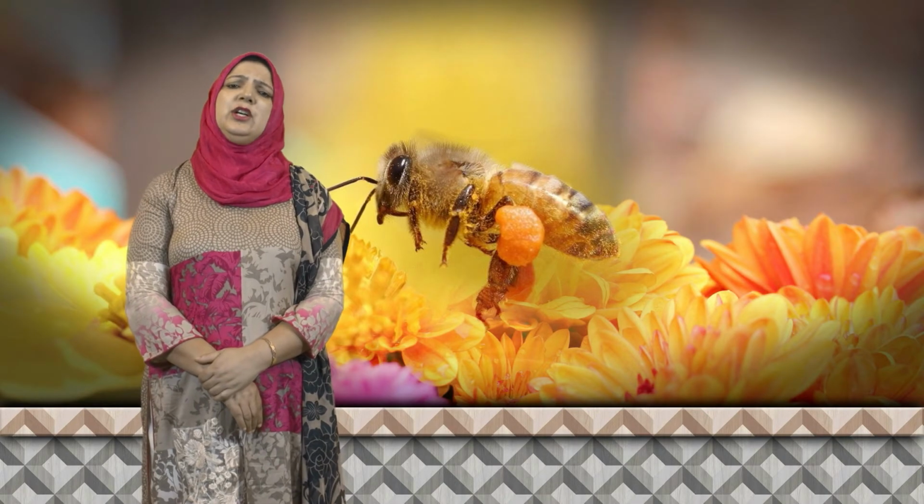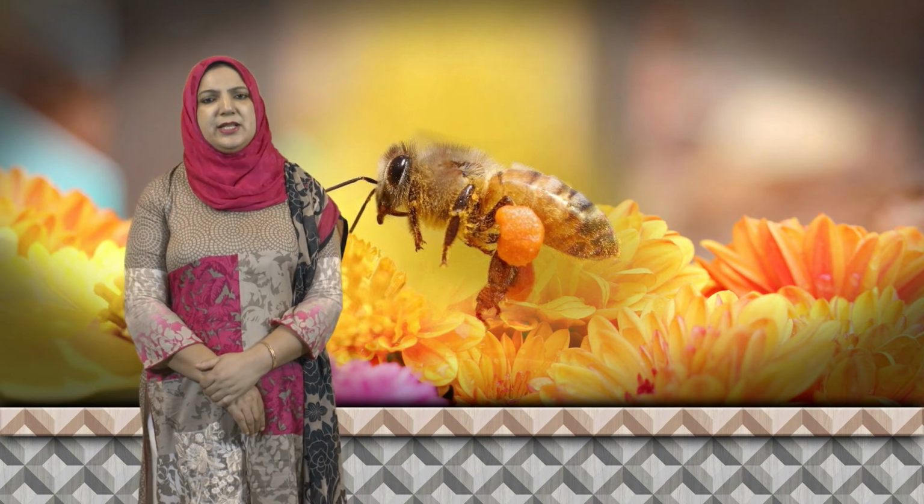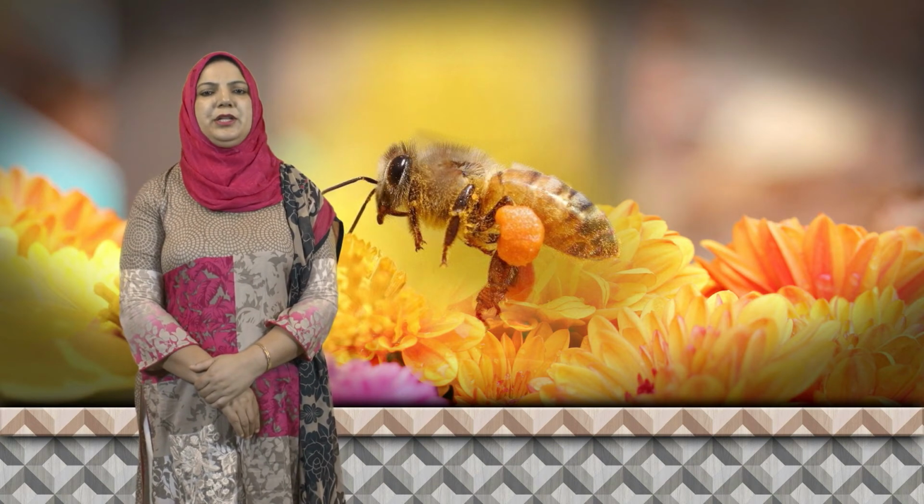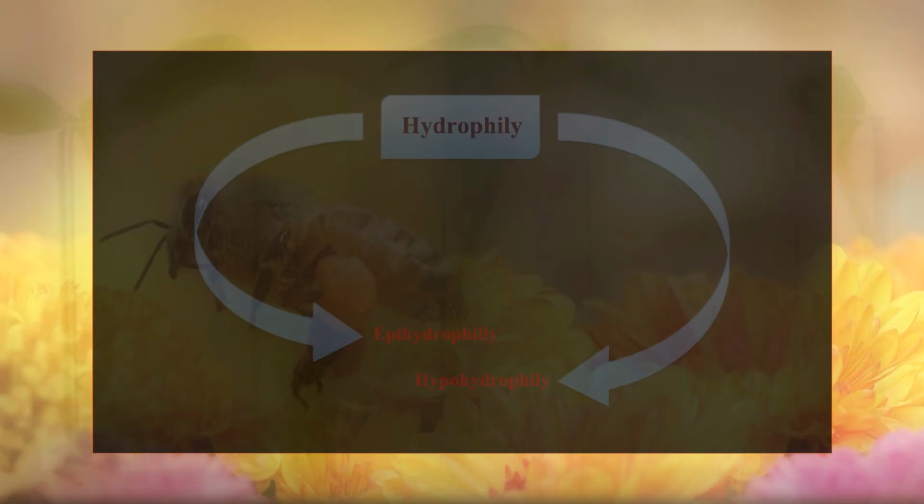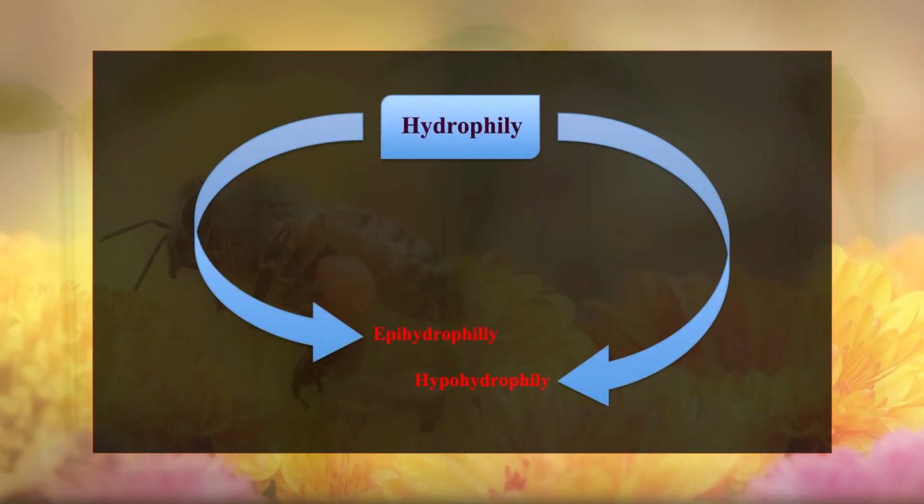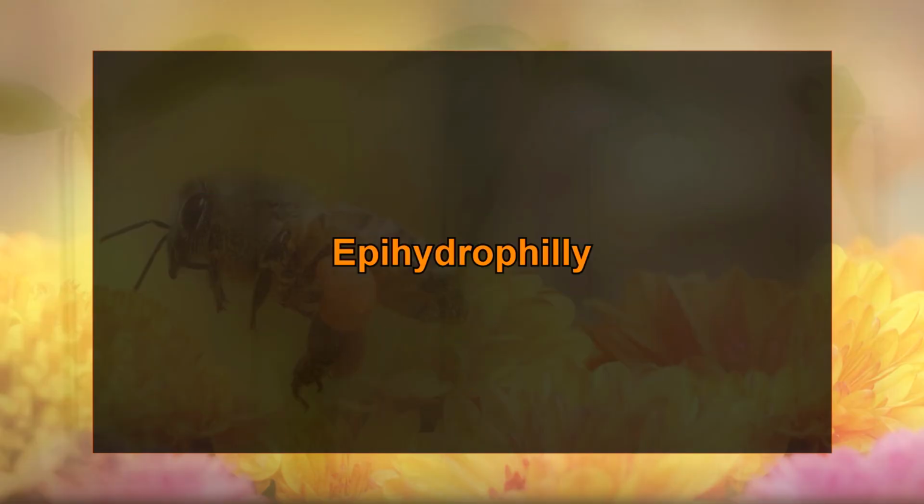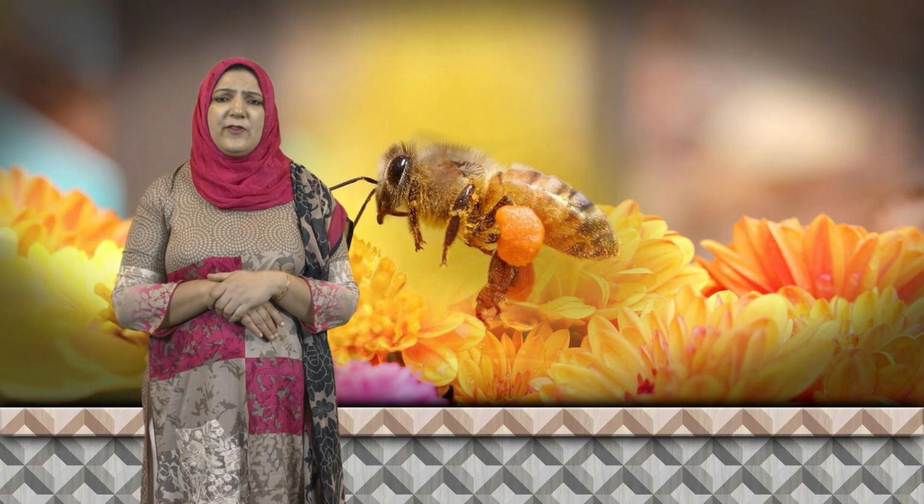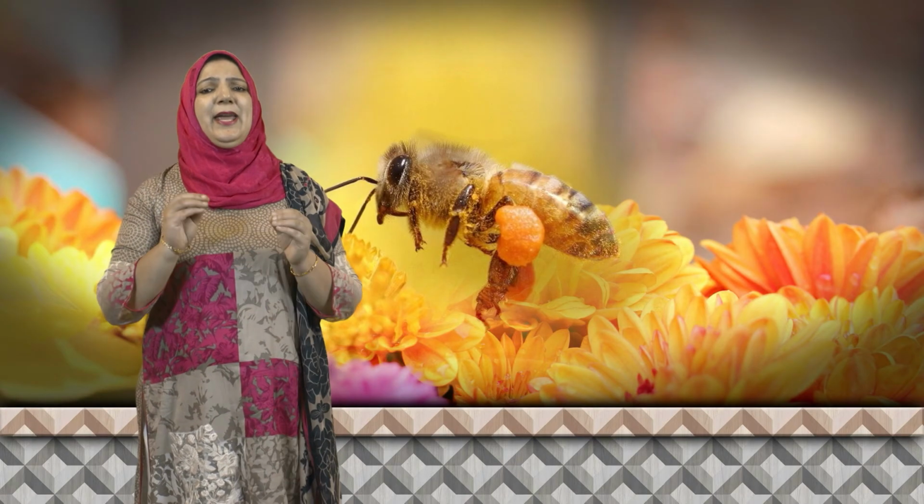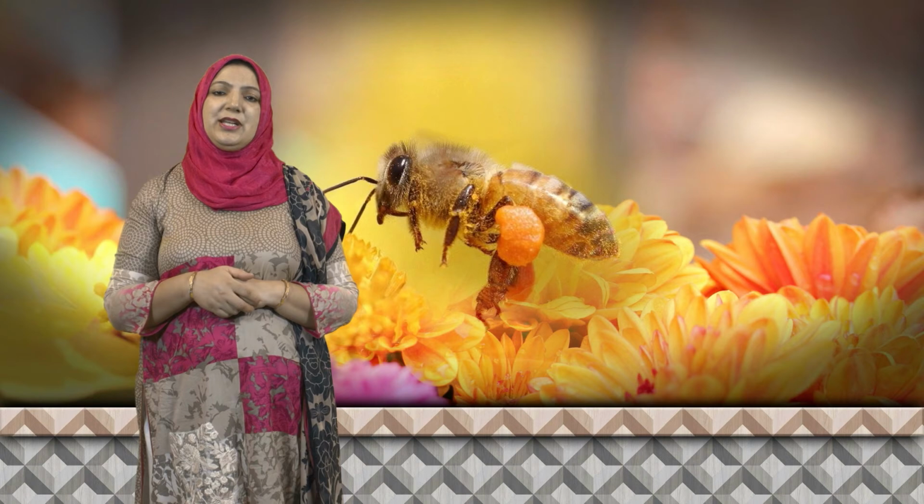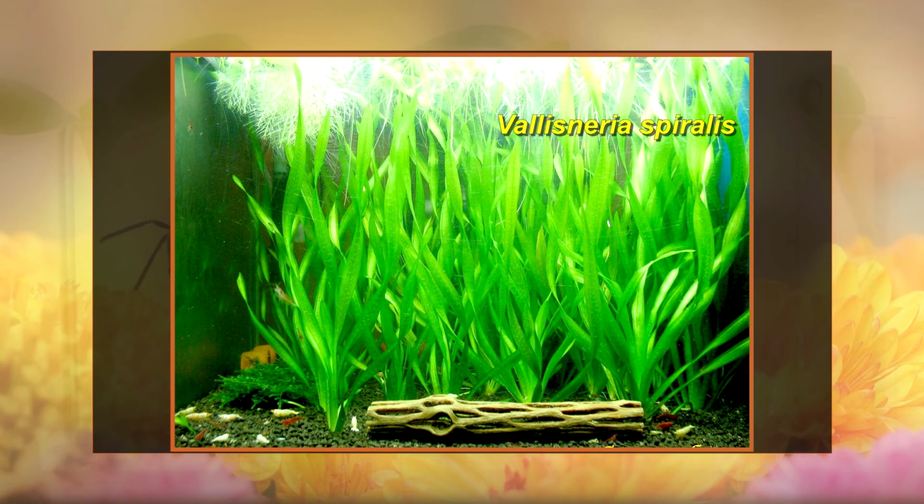In hydrophily, the pollen grains are carried by water, and when they reach the stigma, they coil around it and germinate. Hydrophily is of two types. One is epihydrophily. Surface pollination or epihydrophily is the pollination occurring on the surface of water. It includes plants which are pollinated on the surface of water, as we can see in Vallisneria.